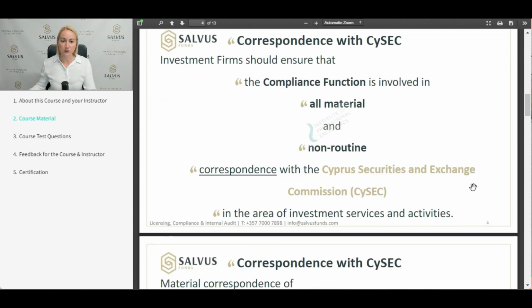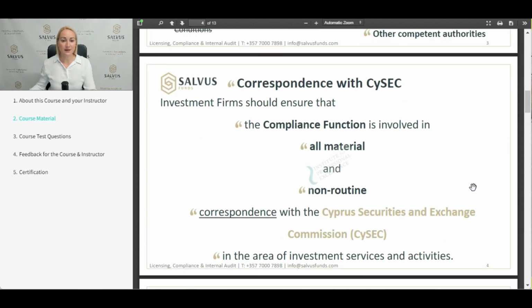So, investment firms should ensure that the compliance function is involved in all material and non-routine correspondence with the regulator, with CySEC, in the area of investment services and activities. In other words, the compliance officer is the point of contact of all correspondence.